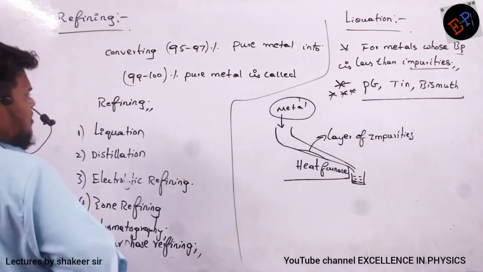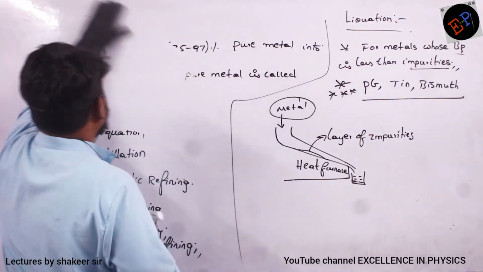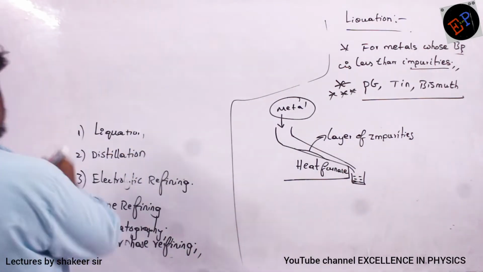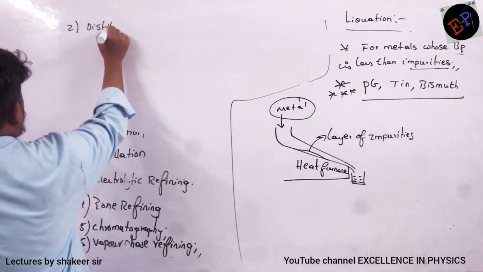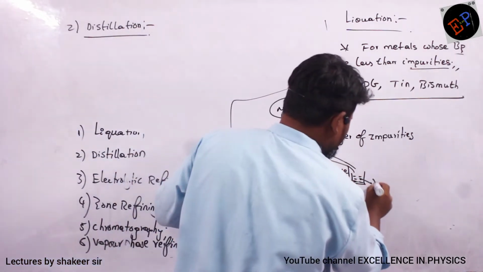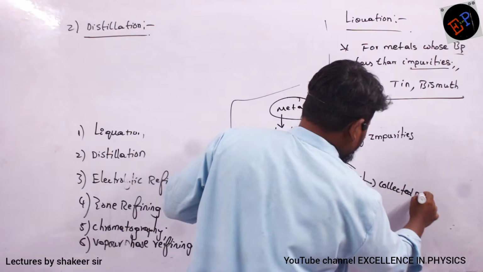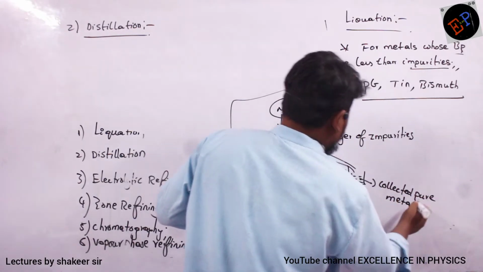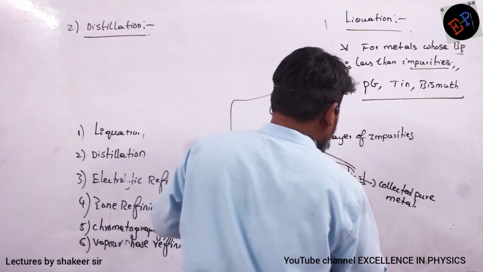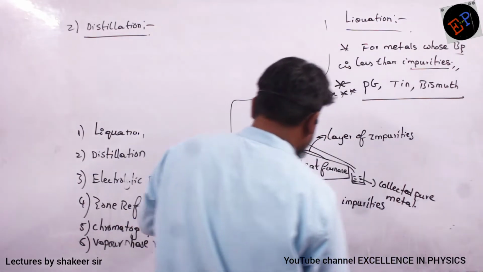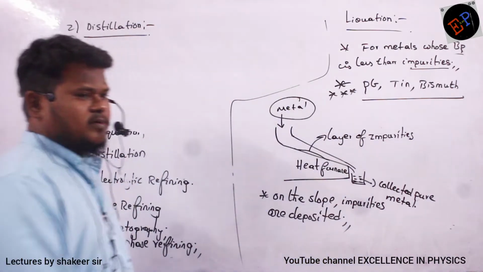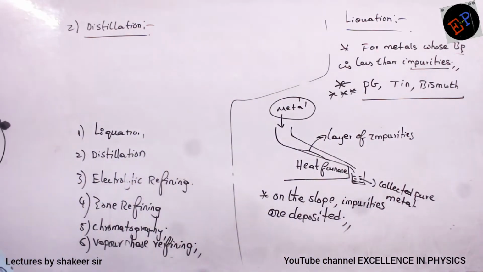And the second process which we are studying is distillation. Second method is distillation. This is collected pure metal, and on the slope, impurities are deposited. So just these are the two points which you should remember. Clear now? Then the second method is called as distillation method.